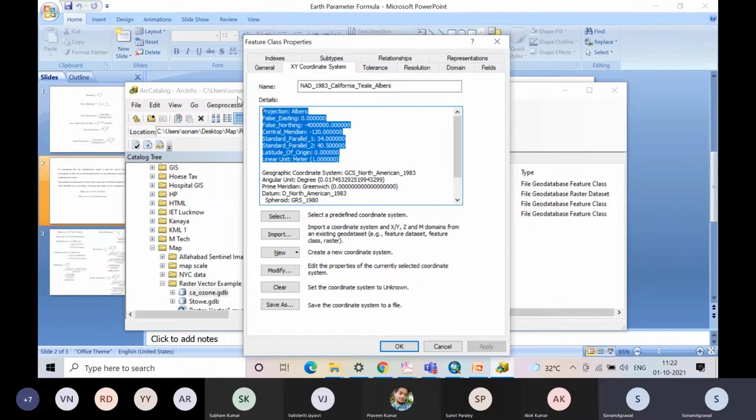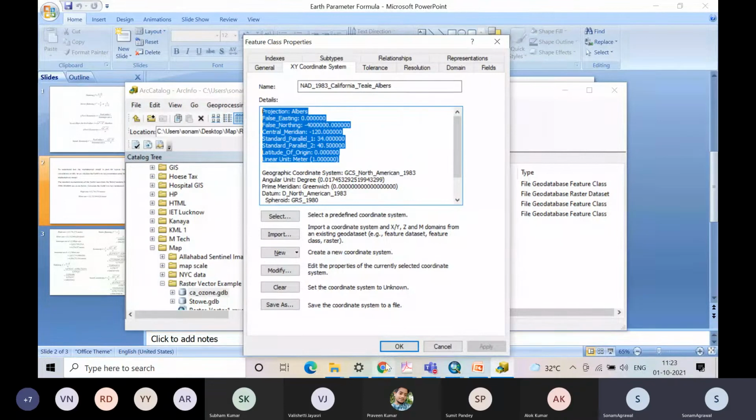Then standard parallel 1, standard parallel 2. Then what will be the latitude of origin, what will be the unit of measurement, along with the northing and easting, false northing and easting values. So these are the different parameters that we consider in a planar coordinate system. Okay, in GCS, the values will come in latitude and longitude.